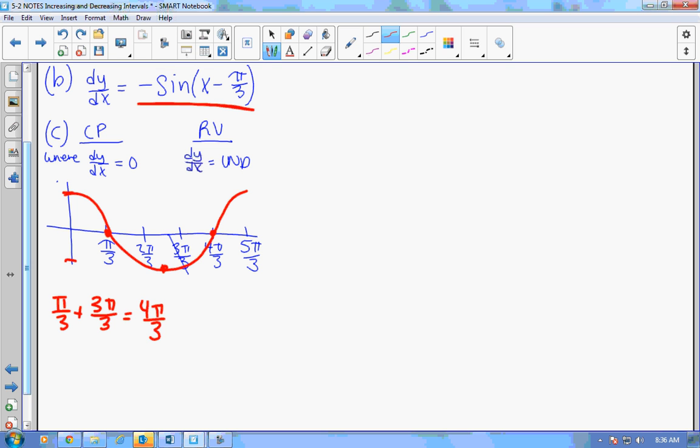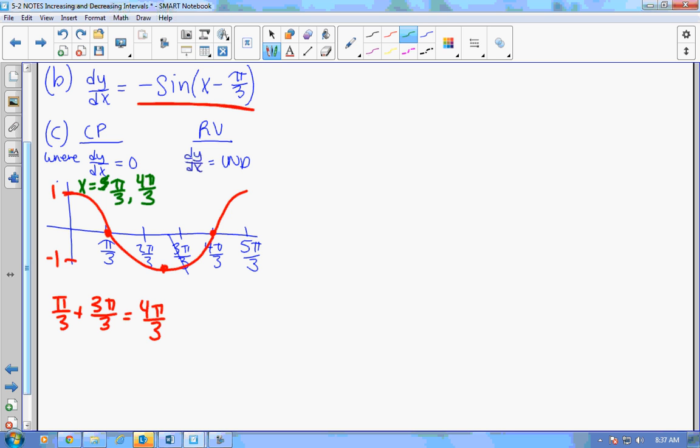What's the amplitude of this? One. Amplitude is 1. Okay, so we want to know critical points. Where do we hit zeros? And it's only from the interval from 0 to 5 pi thirds. So where are the zeros at? Pi thirds and 4 pi thirds. So the critical points at x equals pi thirds and 4 pi thirds.